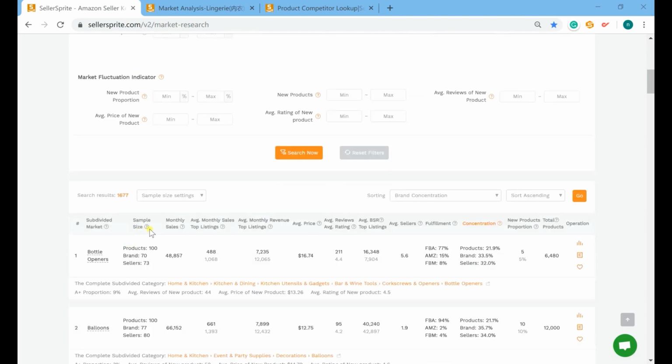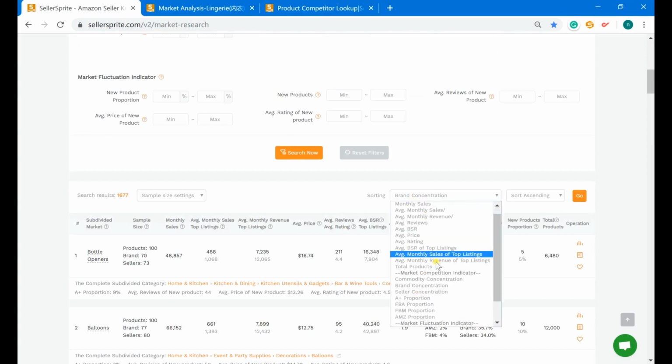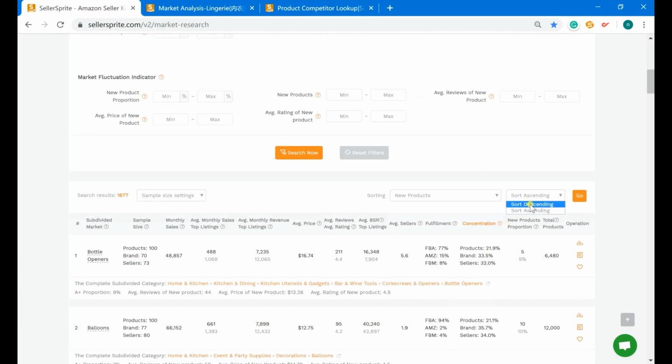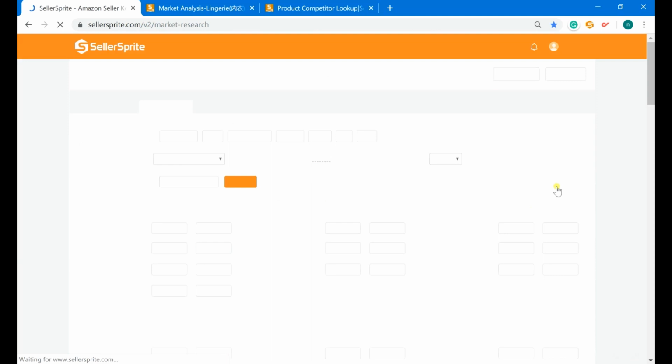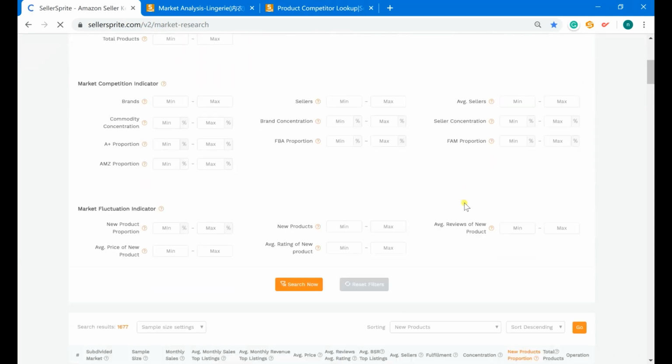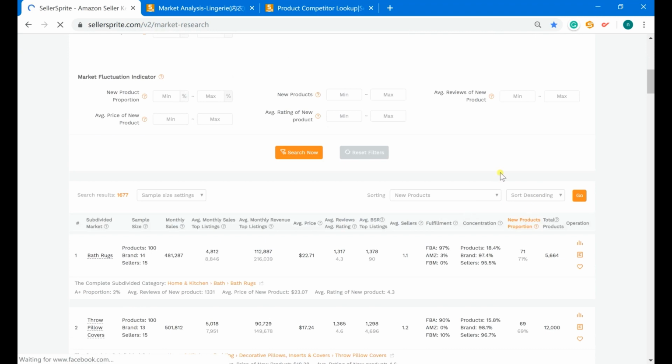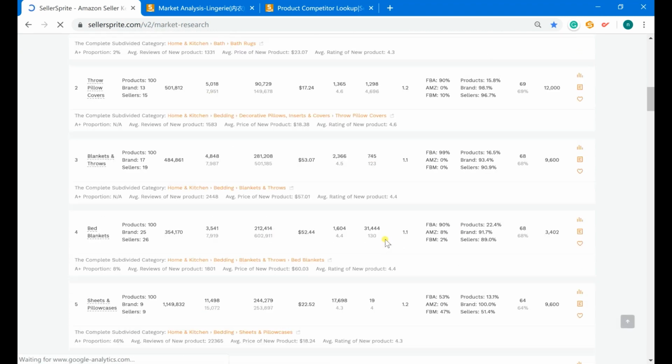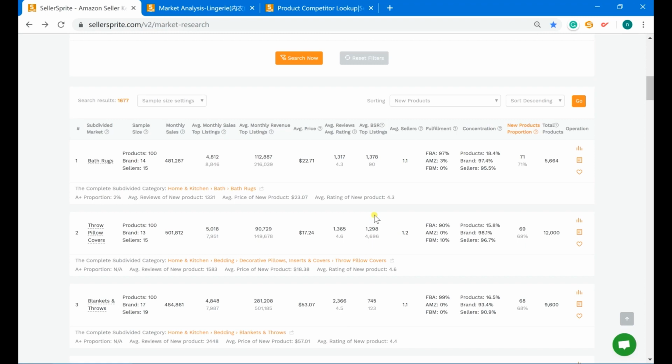Then, I'd like to find the market which the new products account for a certain proportion, because this kind of market is not rigid and easier to enter in a short time. Therefore, sorting the market by new products in descending order is my important product discovery condition. As you can see, the number 1 market has new products as high as 71, but I think it's time consuming to select a market in more than 1,000 reports.